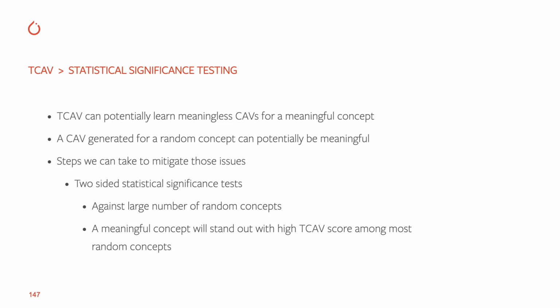In order to mitigate those issues, we can test statistical significance of our concepts using two-sided statistical significance tests. We can do that, for example, by testing a specific concept, for example, stripes, against many random concepts. If the stripes concept is really meaningful, it will stand out with a high TCAV score among all random concepts.